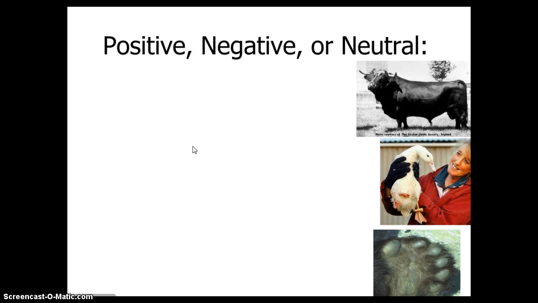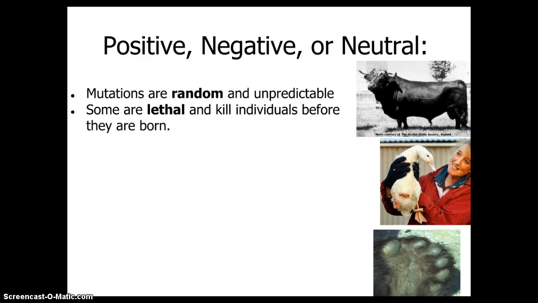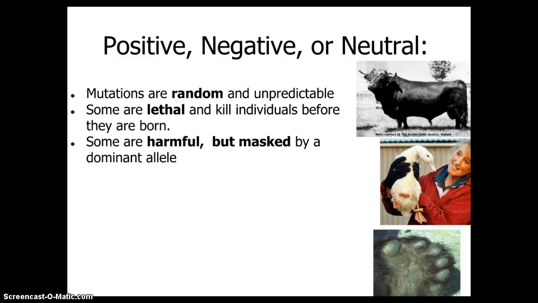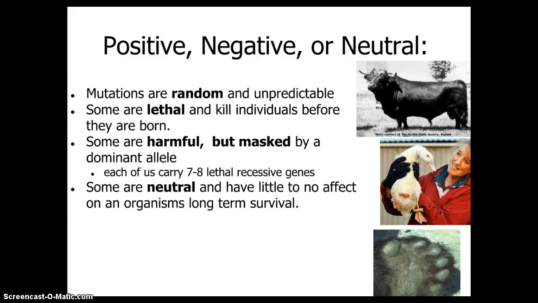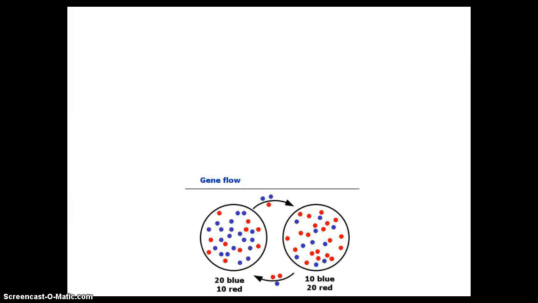Mutations can be good, bad, and neutral. They're random, and some are lethal and kill an individual before they're even born. Some are harmful, but masked by the dominant allele, so we don't even know they exist. Each of us carries about 7 or 8 lethal recessive genes. Some are neutral and have little or no effect on an organism's long-term survival. And some are actually beneficial, and they help the organism survive to reproductive age and reproduce.